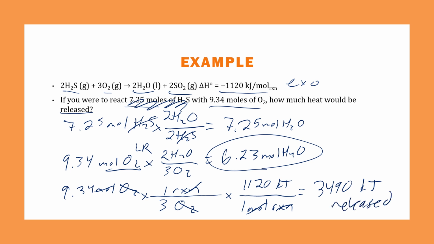You could also say that the heat for the process is, so Q equals negative 3,490 kilojoules. But since it was phrased how much heat is released, we can just list it as a magnitude. 3,490 kilojoules was released.